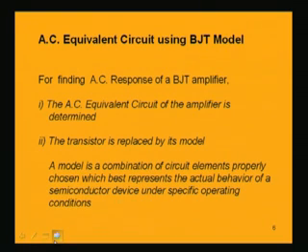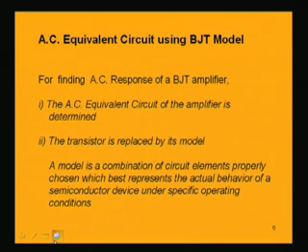after drawing the AC equivalent circuit for the transistor amplifier, the transistor, which is a semiconductor device, we must represent by its electrical equivalent model. Physically we know what a transistor is, but in order to fit it into the circuit analysis, we must draw the equivalent model of the transistor. So, the transistor is to be replaced by its equivalent model. Now, what is a model? Basically, a model is the combination of circuit elements properly chosen such that it best represents the actual behavior of a semiconductor device under specific operating conditions.